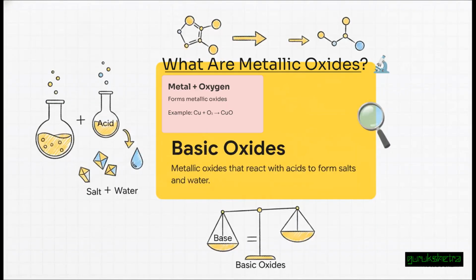Any guesses? If you guessed salt and water, you nailed it. Absolutely right. We actually call these metallic oxides basic oxides. Why? Because when they react with acids to form a salt and water, they are behaving exactly like a base does during a classic neutralization reaction.